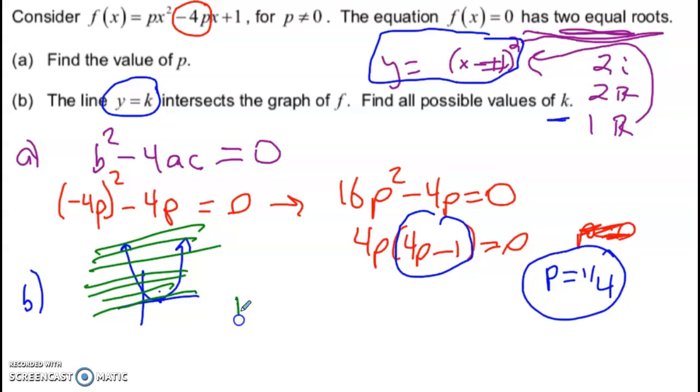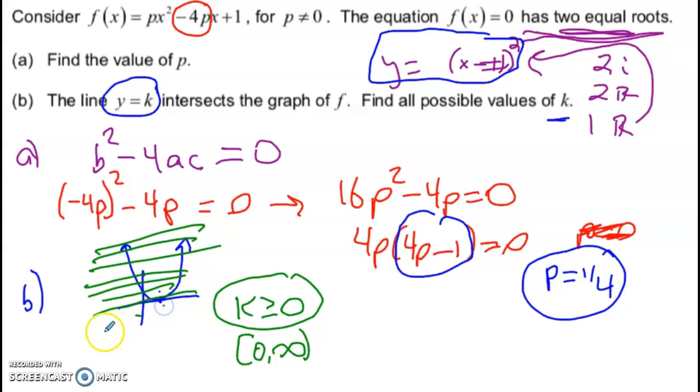So my values for k, in essence, are greater than or equal to 0. Some of you did it in interval notation like this, but it's really just anything bigger than or equal to 0 would be a horizontal line that would intersect it. And that's the way I worked out number 7.